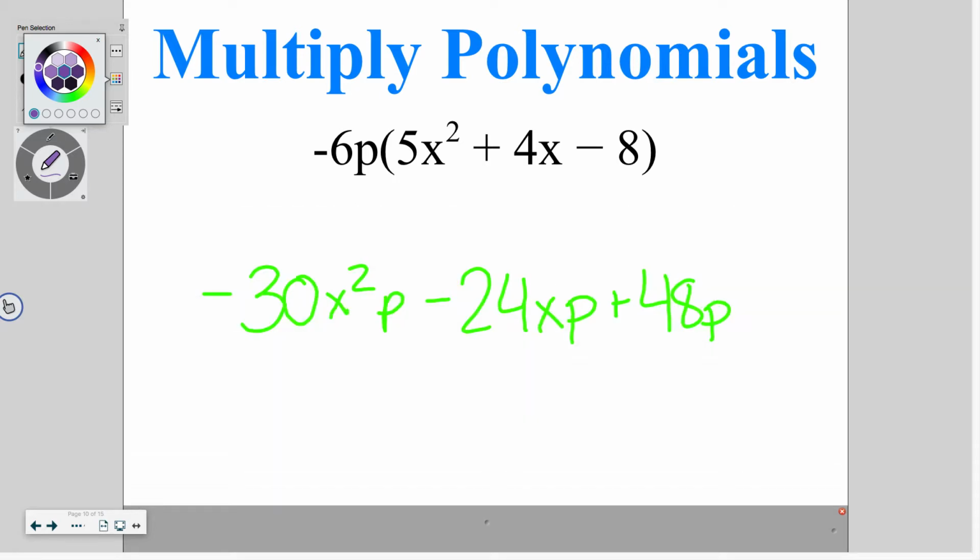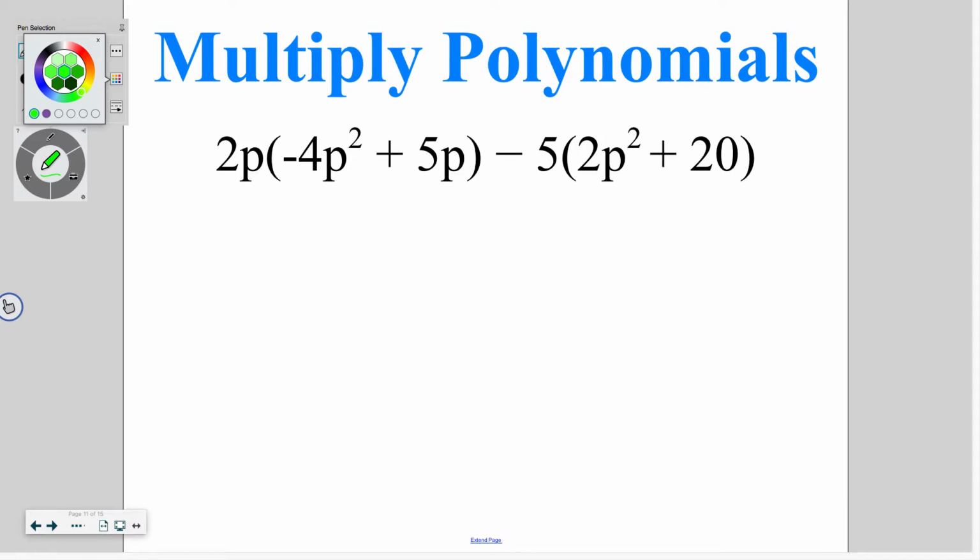You end up with negative 30x squared p, and that should actually, if I was following what I said earlier, follow in alphabetical order and be p followed by x squared. Same thing with the second one. We've got negative 24, and then it should be px with our variables listed alphabetically, and then plus 48p.